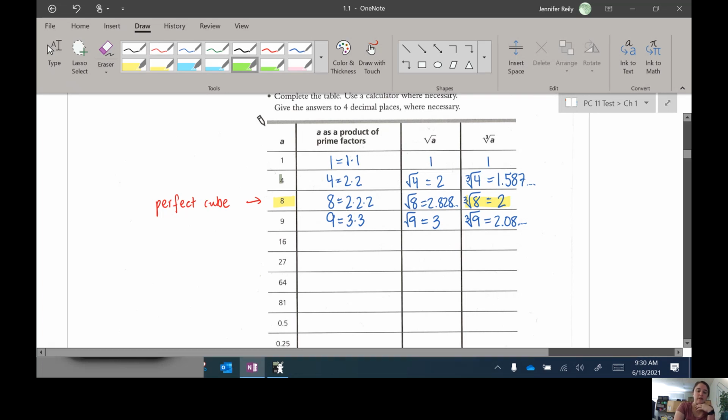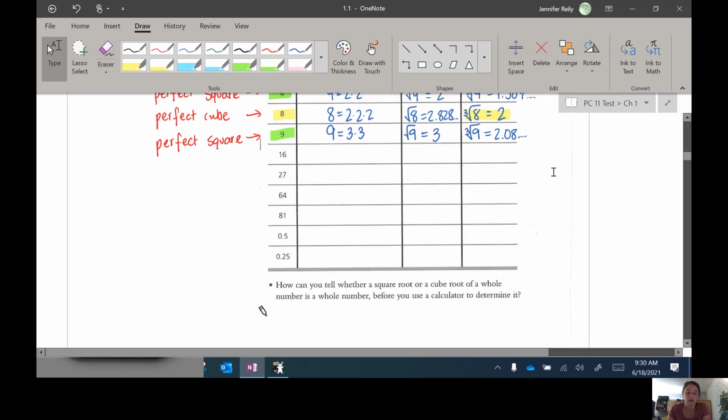But these ones here, the 4 and the 9, these are perfect square numbers, because if you take the square root, you get a nice whole number. And I'm sure you've heard of these terms before in your previous classes, or at least you should have. One is special because it's both. It's a perfect square and it's a perfect cube because both of those work out to be a whole number.